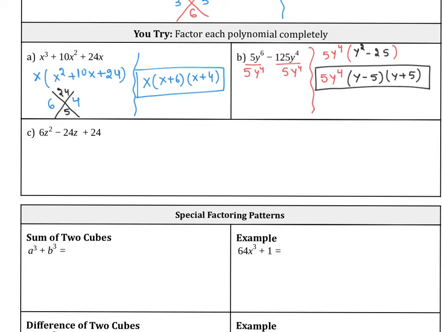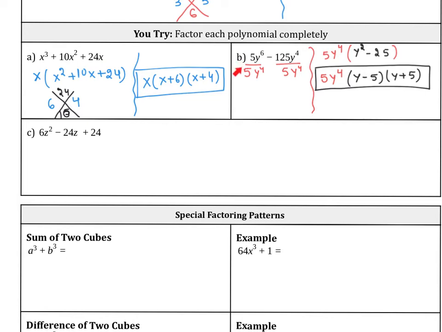You're looking for two numbers that multiply to get 24 and add to get 10, which are 6 and 4. This x remains as it is, and the other two factors are x plus 6 times x plus 4. So this is a complete factorization of this polynomial. Next is letter B.